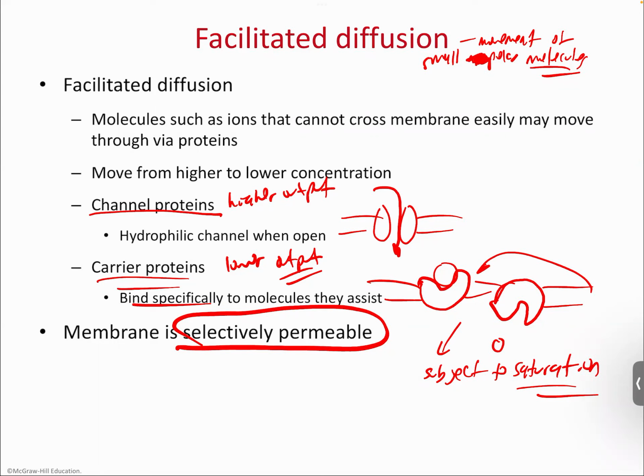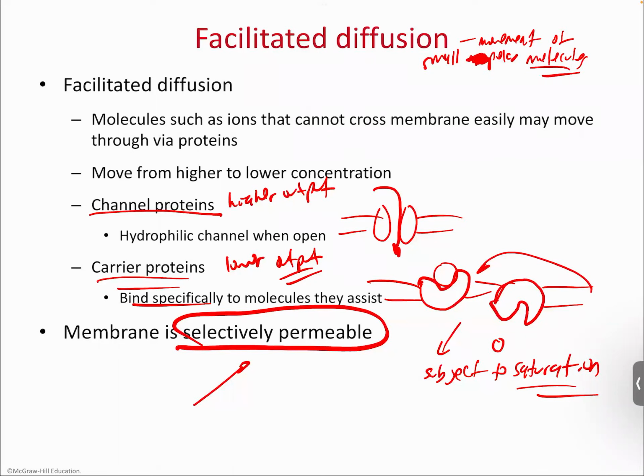Now, each channel will be specific for its own molecule. For instance, a sodium channel is only specific to sodium. A calcium channel is only specific to calcium. And so the specificity of it gives you this selective permeability. So you can pick and choose who you want to cross the membrane. If you want a bunch of sodium ions to move across the membrane, then you pack it full of sodium channels. If you want a bunch of calcium, then you pack it full of calcium channels. So that gives you a sense of selection.